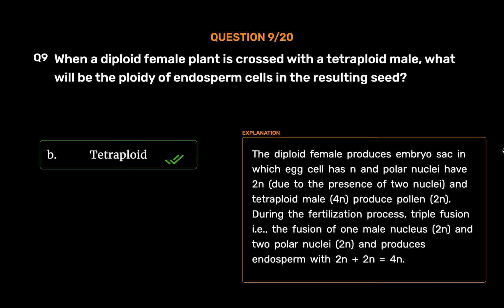The diploid female produces embryo sac in which egg cell has N and polar nuclei have 2N, due to the presence of 2 nuclei, and tetraploid male, 4N, produces pollen, 2N.